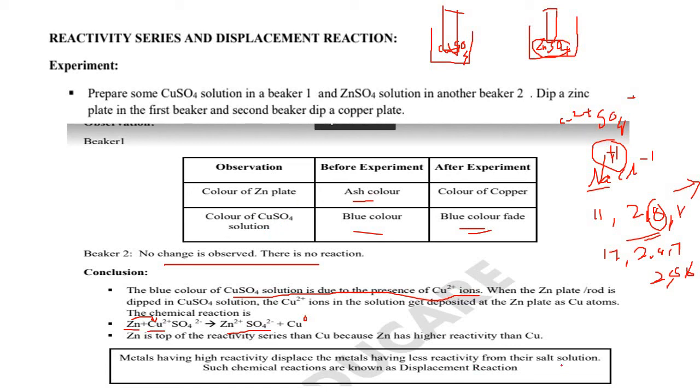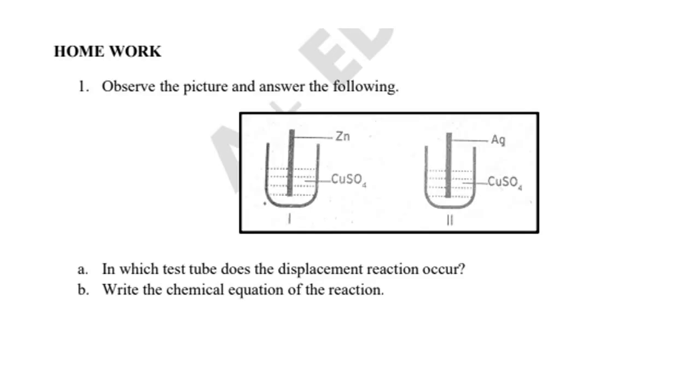From copper sulfate solution, zinc could displace copper because it is highly reactive. When compared to copper it is more reactive. Okay, so it displaces. But in the case of beaker 2, you can see that this copper is less reactive than zinc. So copper is incapable of removing or displacing zinc from zinc sulfate solution.